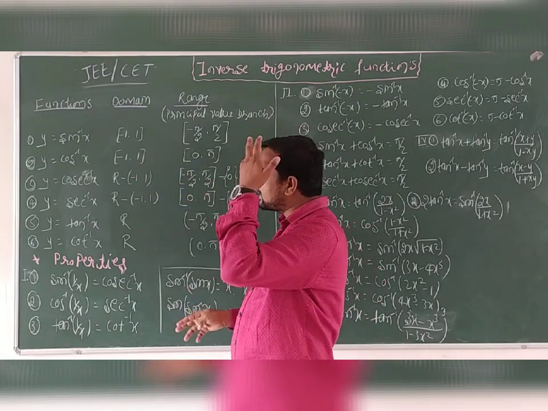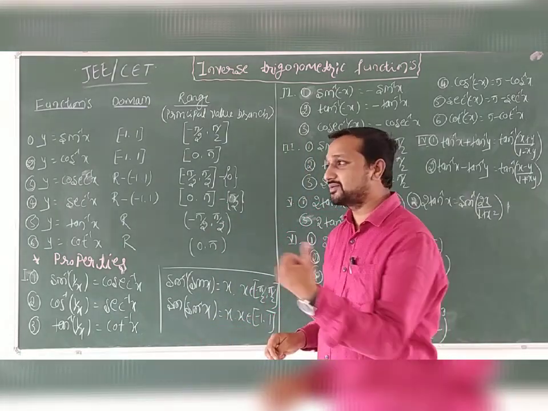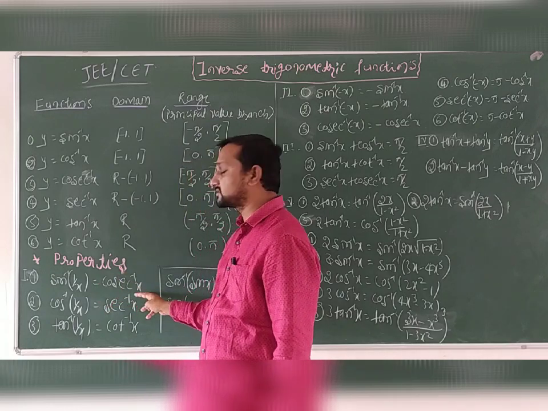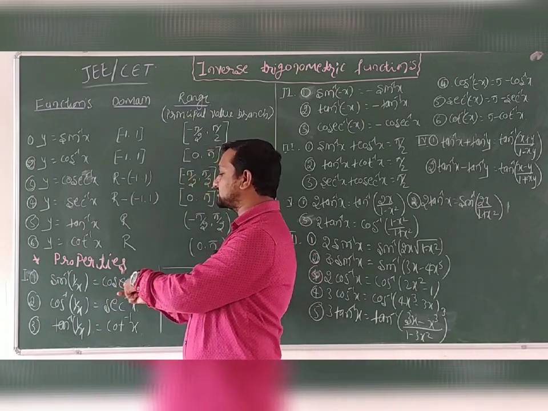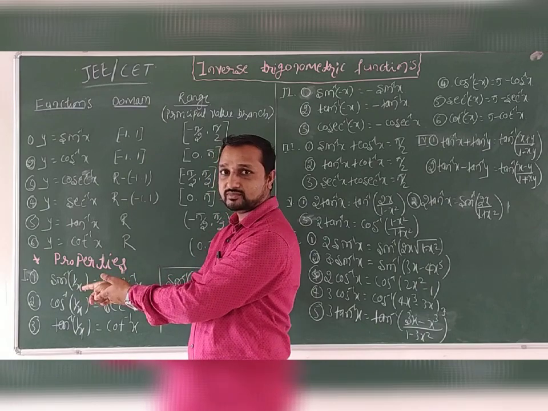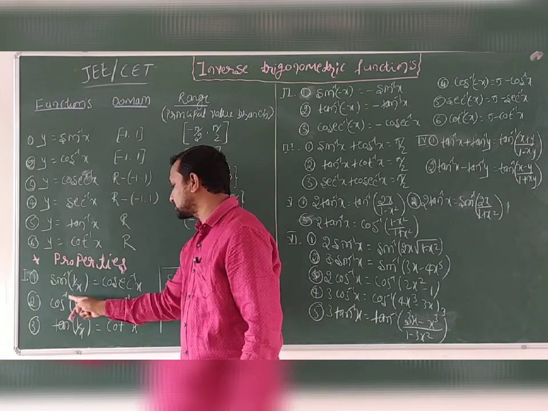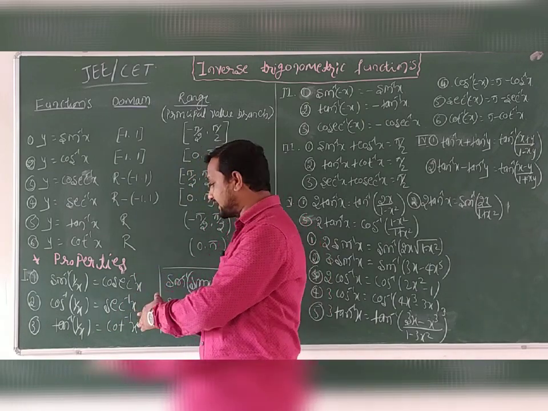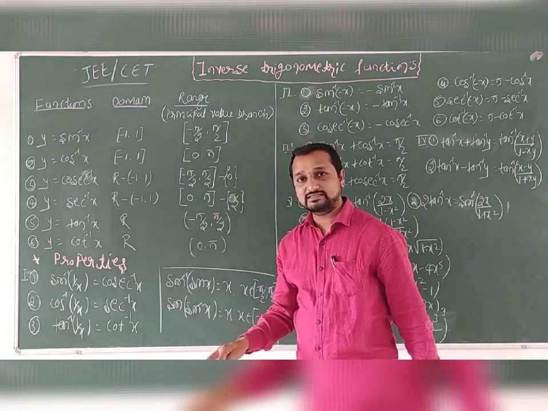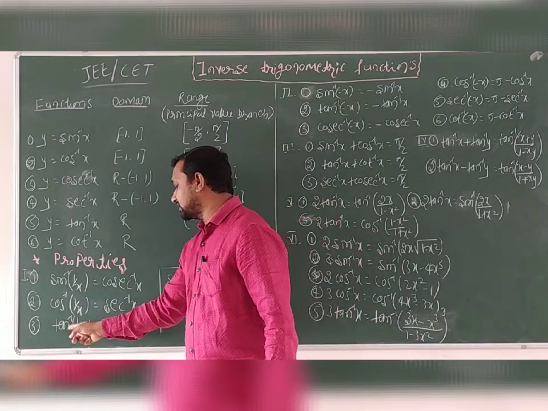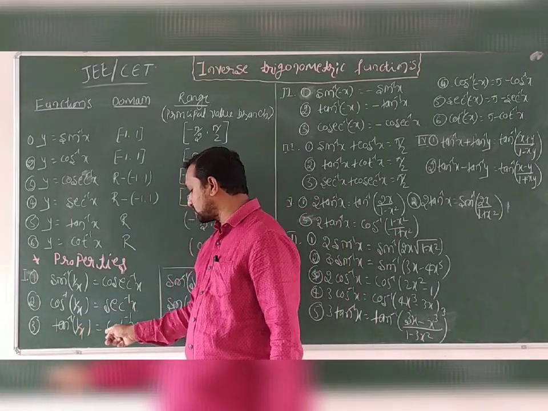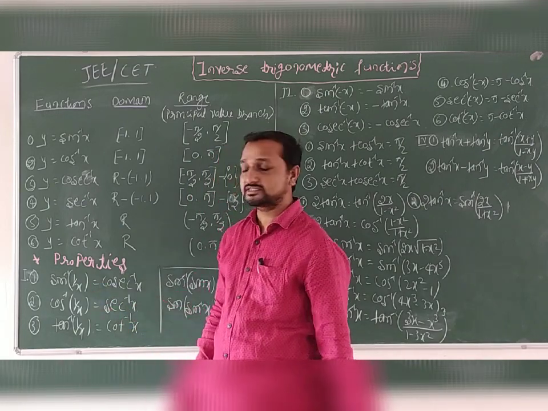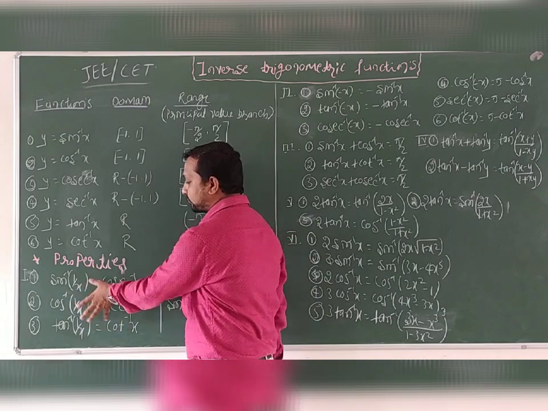Then next, the properties of inverse trigonometric functions. We already studied that sin inverse of 1/x is equal to cosec inverse of x, or cosec inverse of 1/x is equal to sin inverse of x, vice versa. Likewise cos inverse of 1/x is equal to sec inverse of x, or sec inverse of 1/x is equal to cos inverse of x. Same as tan inverse of 1/x is equal to cot inverse of x, or cot inverse of 1/x is equal to tan inverse of x. So these are the first properties.